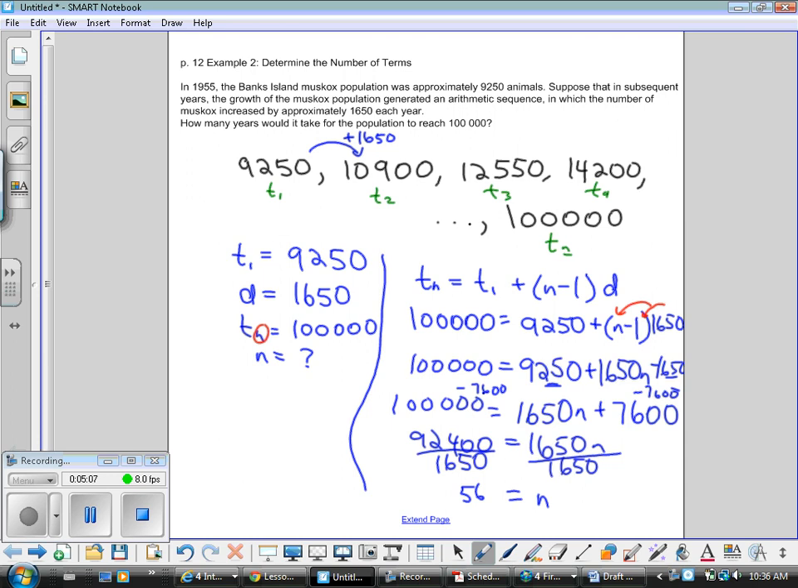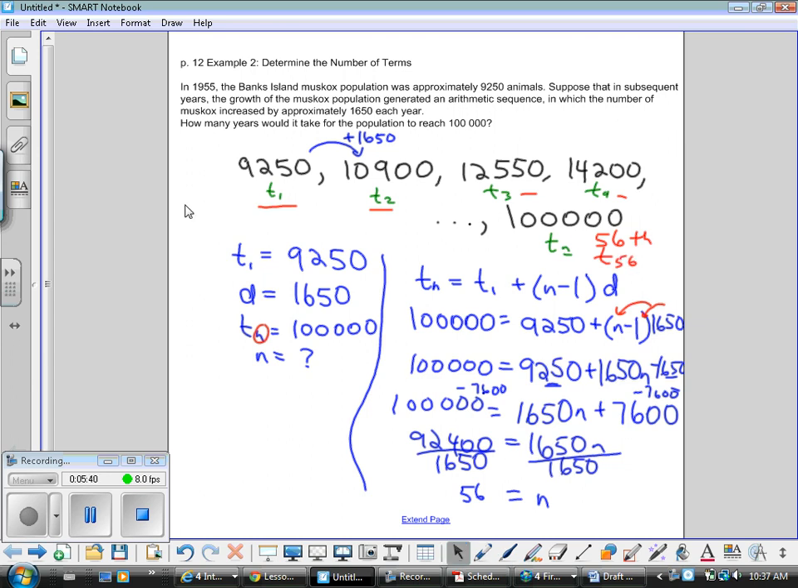56 is our number. Now, the reason why we always want to write a sentence at the end of these problems is because you need to make sure that you know what that n means. That n is the number of years that it's going to take for the population to reach 100,000. So this is going to happen in the 56th year. This is the first year, second year, third year, fourth year, and this is going to be the 56th year. It's actually T sub 56, because now we figured out what that n is.